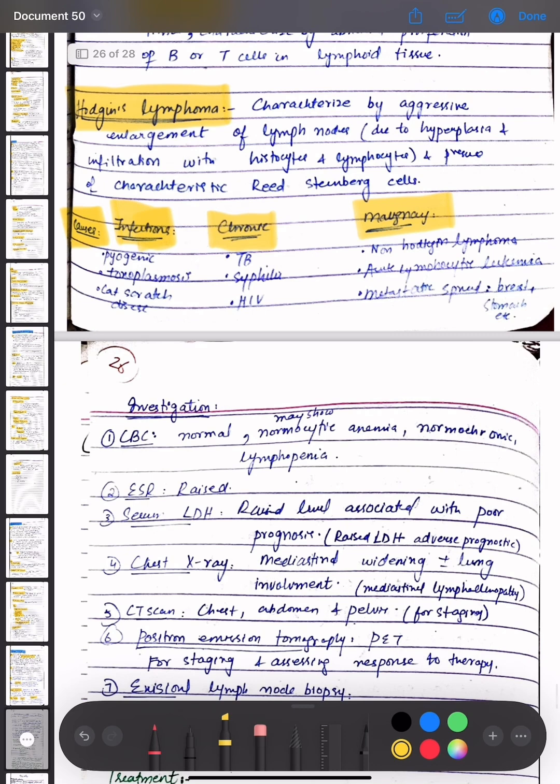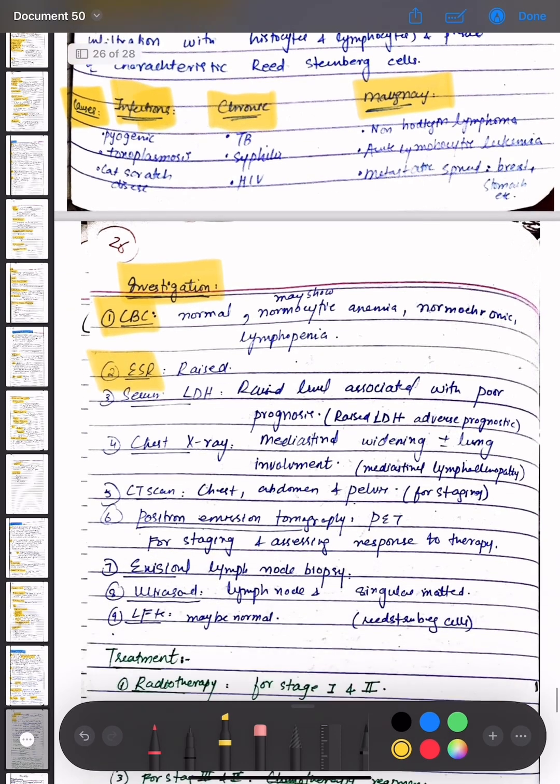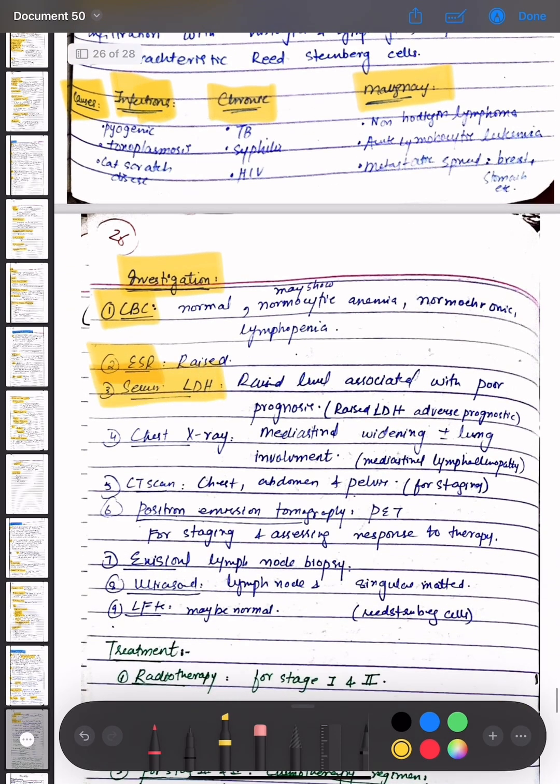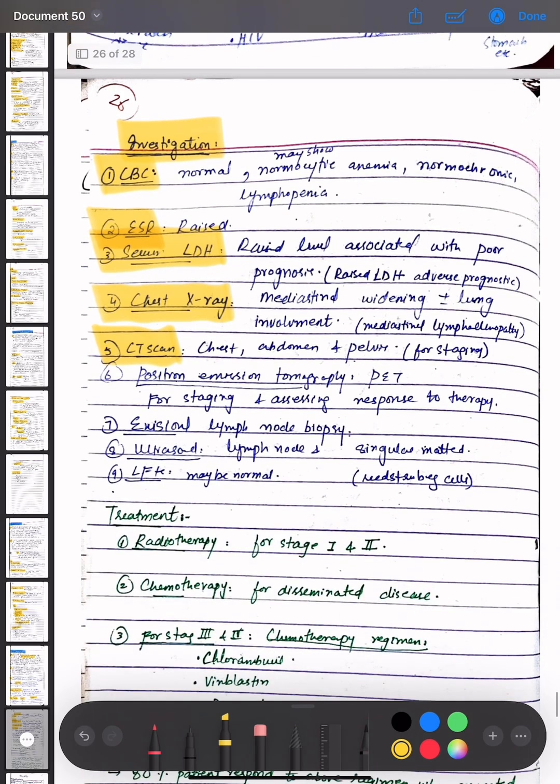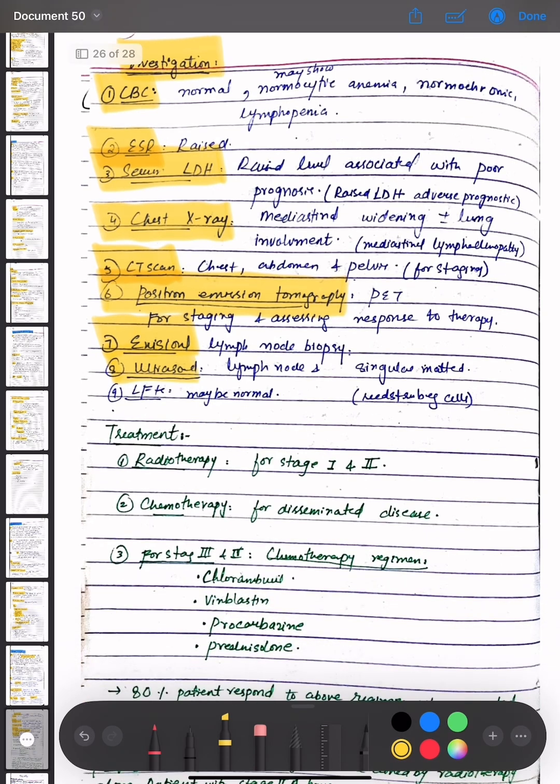The investigation options for Hodgkin lymphoma are CBC, which shows normocytic normochromic anemia and lymphopenia. Then ESR, which is raised. Serum LDH is checked; a raised level is associated with adverse prognosis. Then chest X-ray is done for mediastinal widening and lung involvement. CT scan is done for chest, abdomen, and pelvis for staging, and positron emission tomography is done for staging and assessing response to therapy. Excisional lymph node biopsy is done. Ultrasound of lymph nodes is done, and LFTs may be normal.